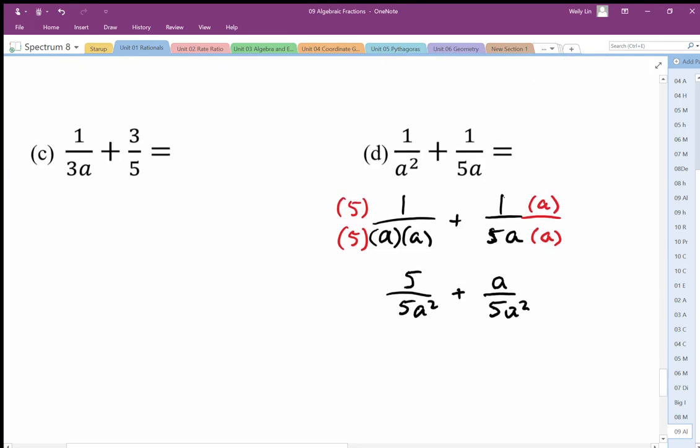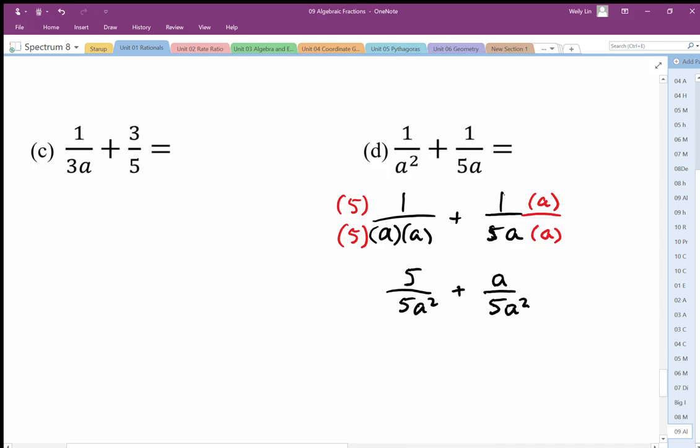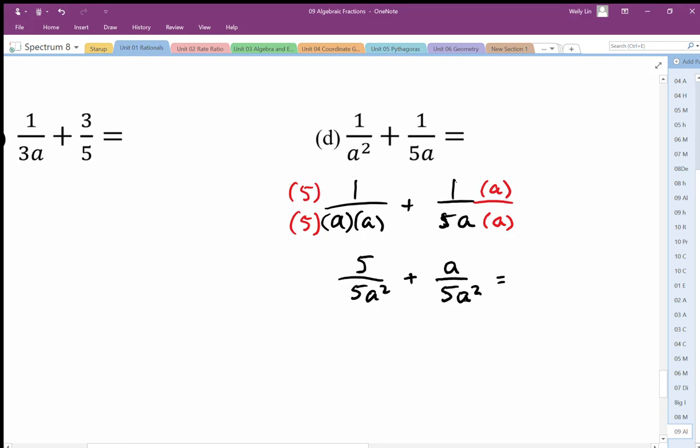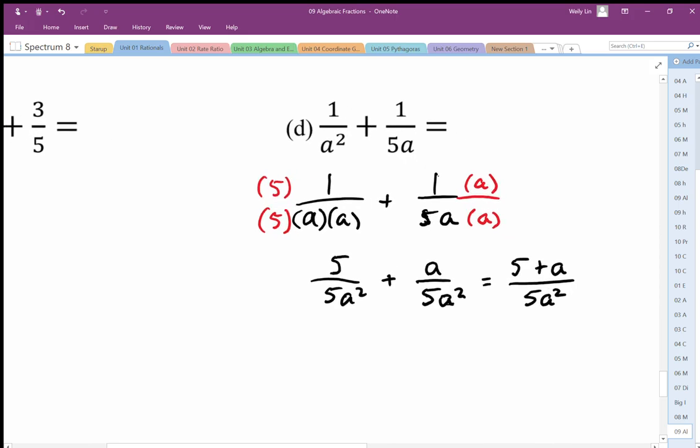Okay, so the denominator is the same. So once the size of the fractions are the same, although we don't know what they are because the a is unknown, we know that they're the same. I can add the numerators together, but I have to be careful because I cannot count 5 and a the same. So they have to be counted separately. So it's going to be 5 plus a, and then the denominator is going to be 5a squared. Okay, so there's how we can do some of the harder ones.